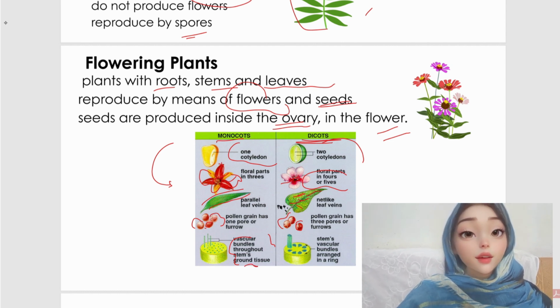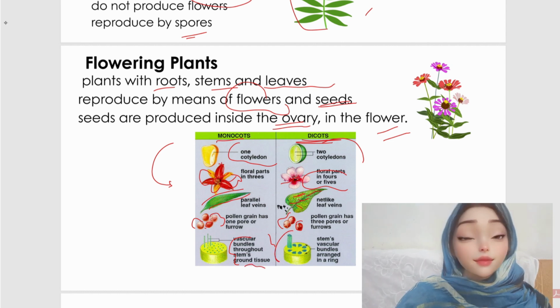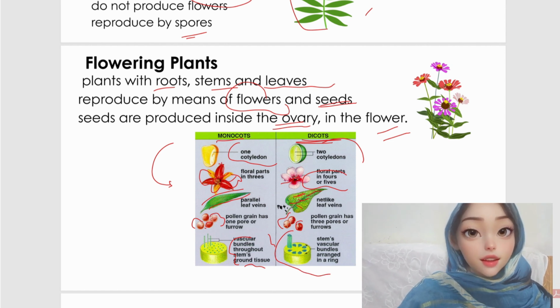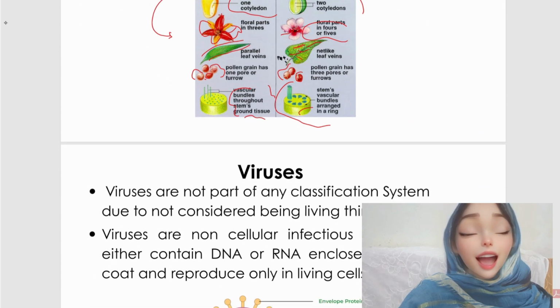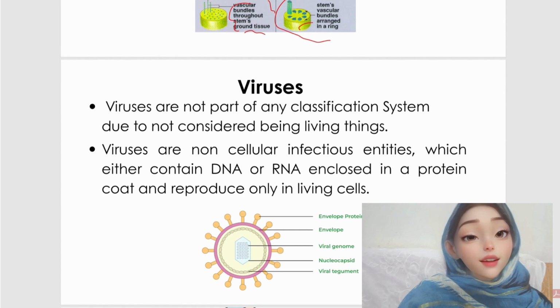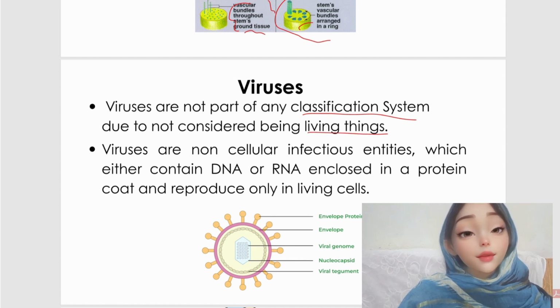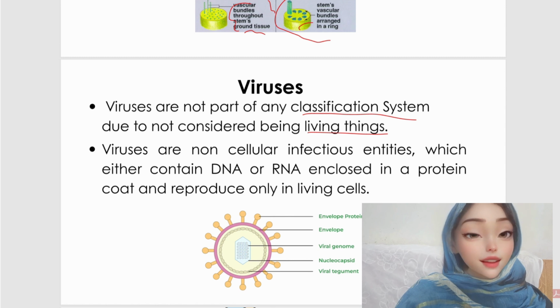Now here are viruses. Basically viruses are not considered to be part of any classification system, because viruses are not considered to be living things. And what are viruses? Viruses are non-cellular infectious entities that contain either DNA or RNA enclosed in a protein coat and reproduce only inside living cells.